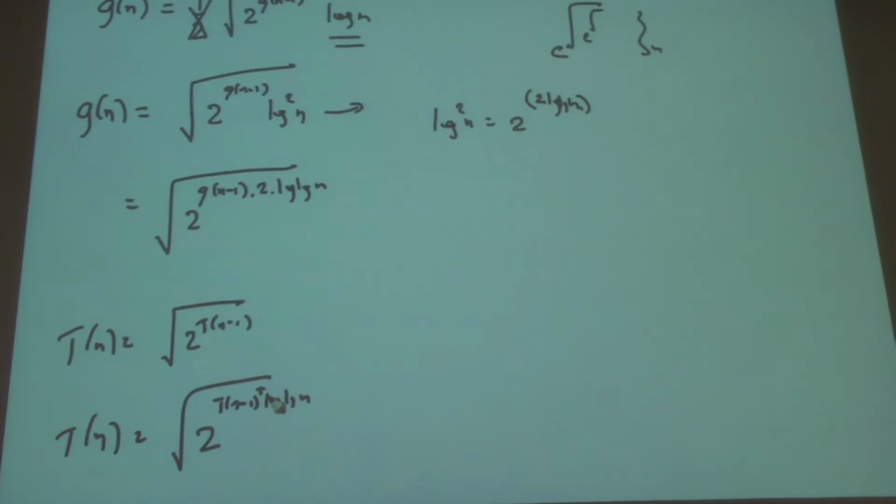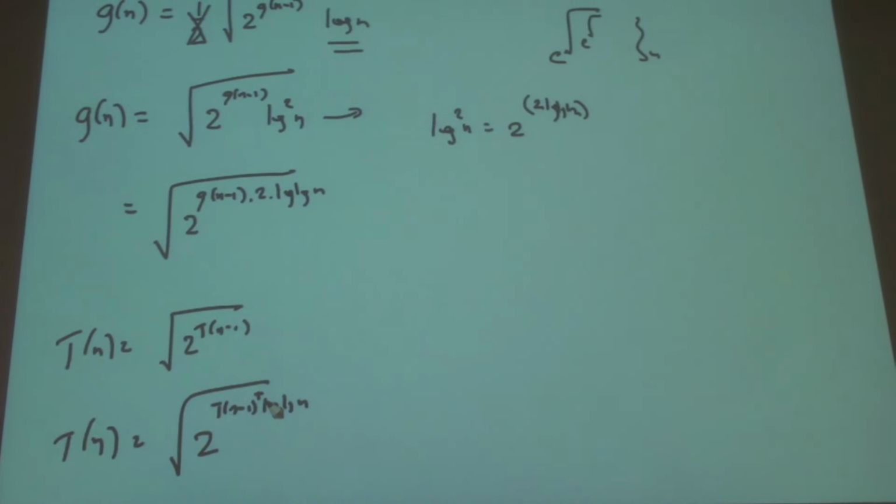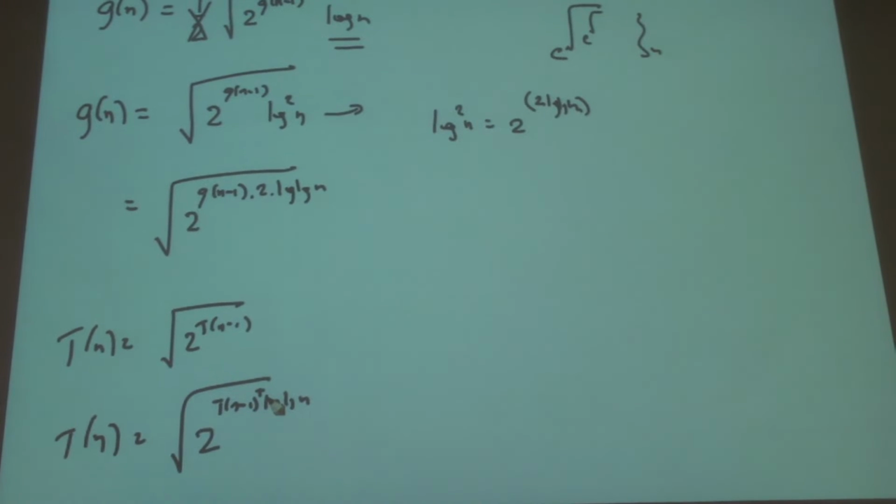Since I won't be asking you to prove a Theta for this, you could rewrite this expression based on your sense. We already have a sense that T of n minus 1 is pretty darn big. That log log n factor should not be making too much of a difference, because it's such a tiny little number. So my guess would be that you could replace this just as an O thing.